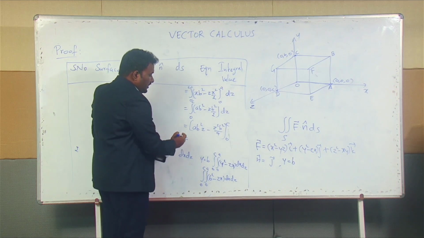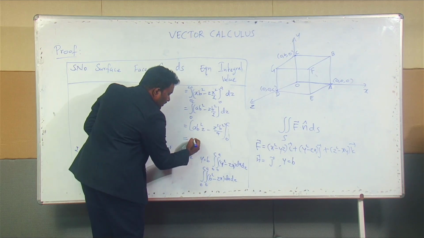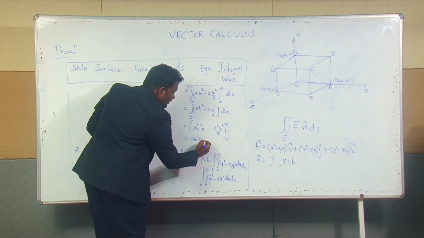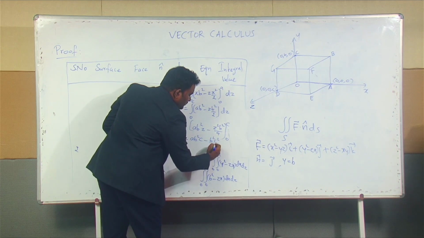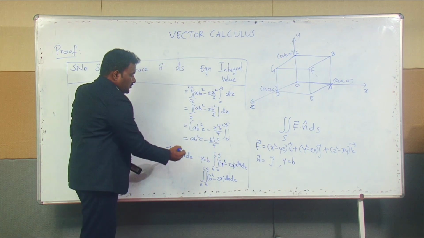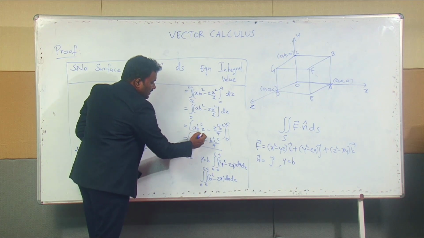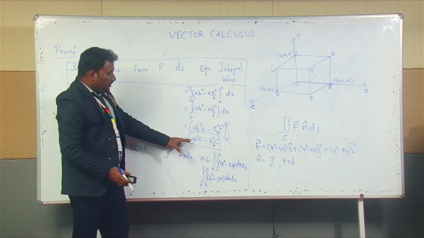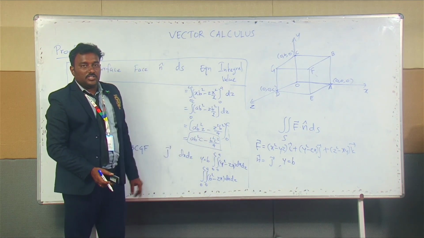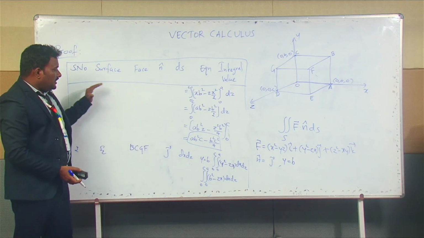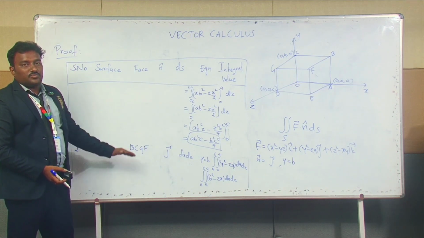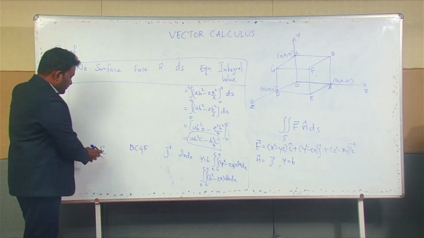By solving this, we can get the value a b square c minus a square b square c square by 4. So, this is the value we are getting. By continuing this way, we can fill up the other surfaces S3, S4, S5, S6.